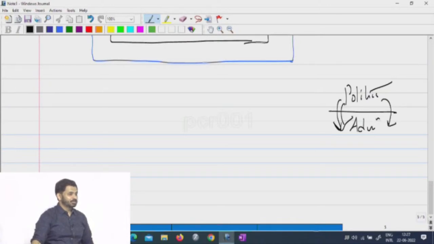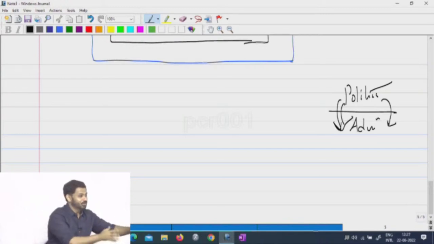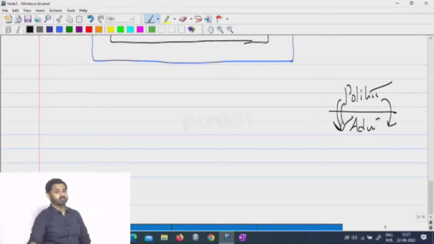Are you getting it? This is how he says politics and administration are separate. So administration needs to be treated separately, and this is how he created a new discipline of public administration, mentioning that it is different from political science.